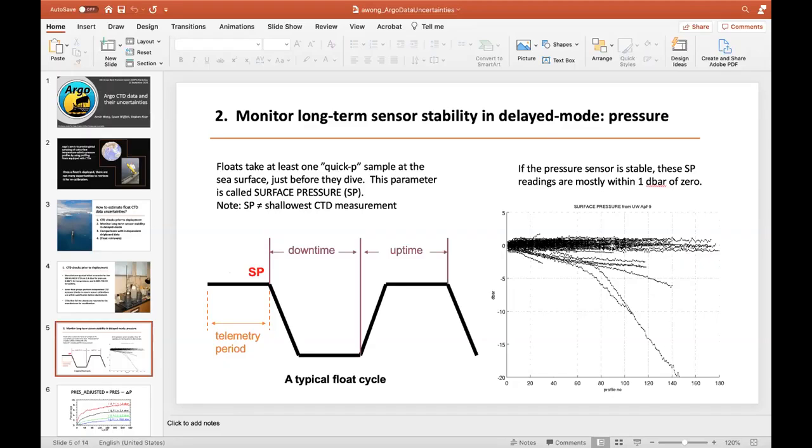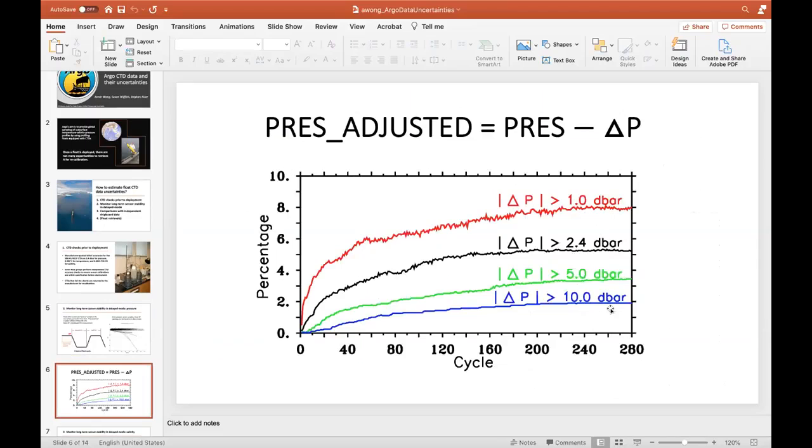If the pressure sensor is stable, these time series of surface pressure readings are mostly within ±1 of 0. But if the pressure sensor is drifting, these surface pressure readings will trend negative or positive through time, depending on whether the sensor is drifting negative or positive. In Argo, all the pressures are adjusted for sensor drift, and in all the Argo data files, we record the raw pressure values as well as the adjusted pressure values. And the adjustment is very simply the raw pressure value minus the surface pressure value.